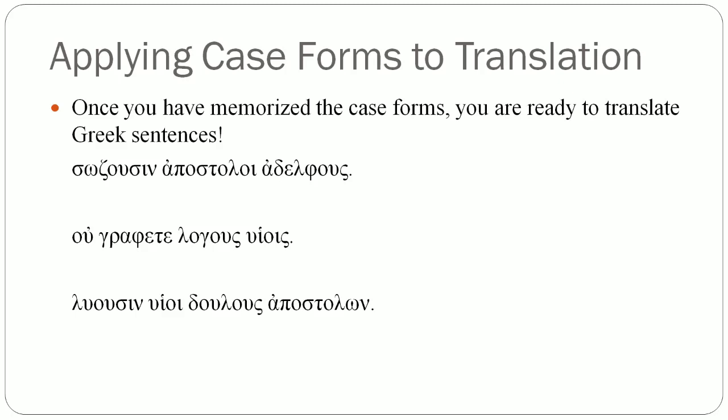First one: sozousin apostoloi adelphous. Second sentence: ou graphete lagus huiois. The ou there, what does that ou mean? If you remember from chapter 3. And then the last sentence: luusin huioi doulos apostolon.